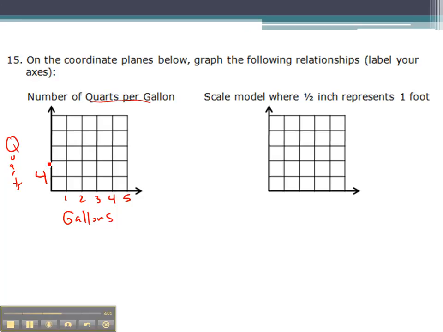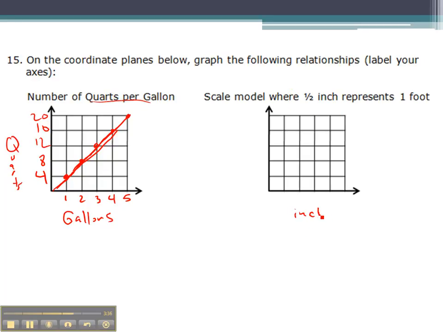I can make the scale of the axis anything I want. So if you put it up here, that wouldn't be wrong, but you can't fit in as much data that way. For 2 gallons, we would have 2 times 4, or 8 quarts. For 3 gallons, we would have 12 quarts. 4 gallons, 16, and 5 gallons, 20. And the relationship would be linear, which requires you to draw a straight line, which I sometimes have trouble with, but there it is. Okay, and the next one's a scale model where 1/2 inch represents 1 foot.